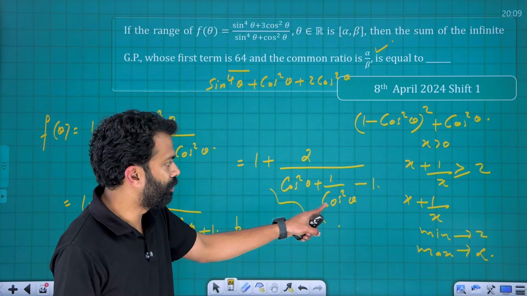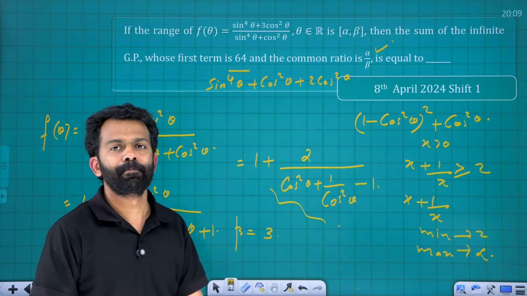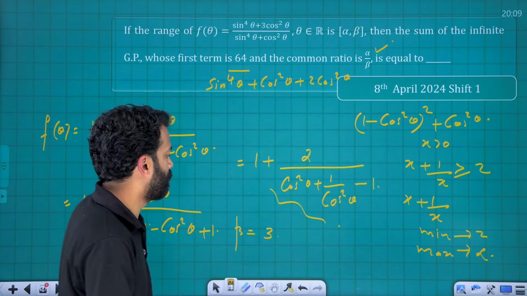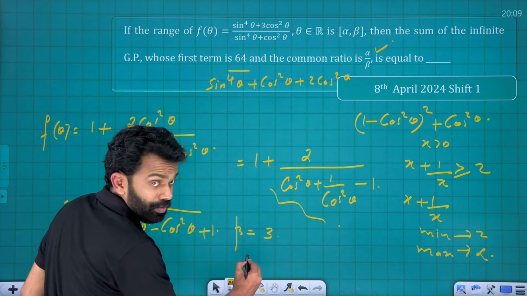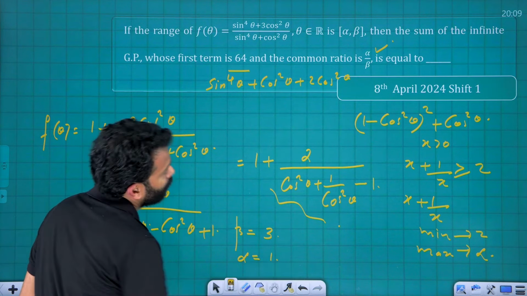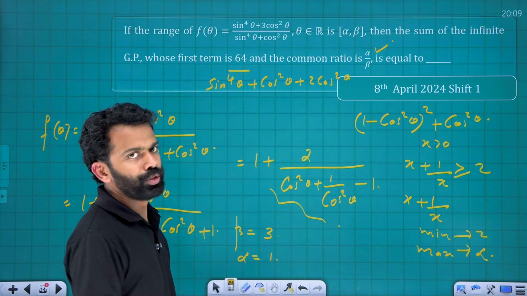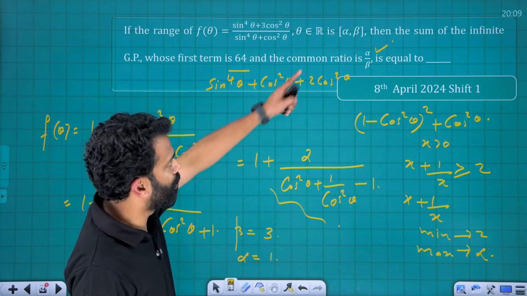Maximum value is infinity, right? So if it becomes infinity, what is infinity minus 1? Infinity. What is 2 by infinity? 0. That is, what is 1 plus 0? 1. Okay, that is alpha is equal to what? 1. And the common ratio is what?